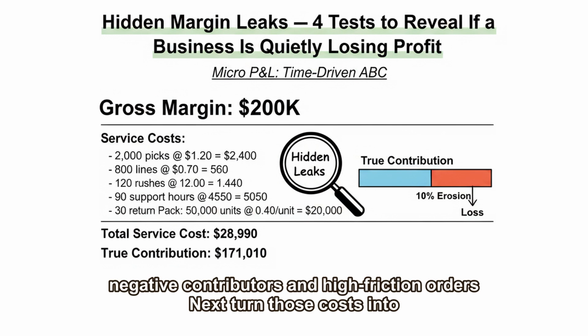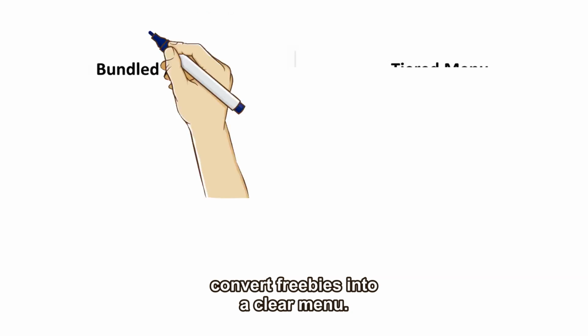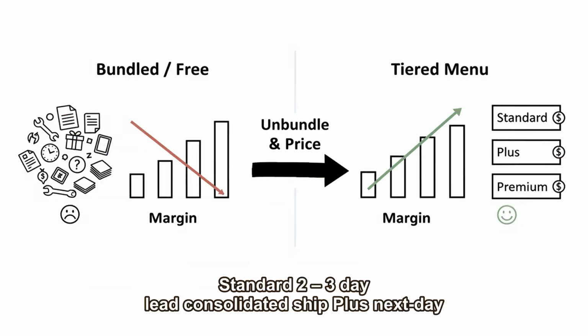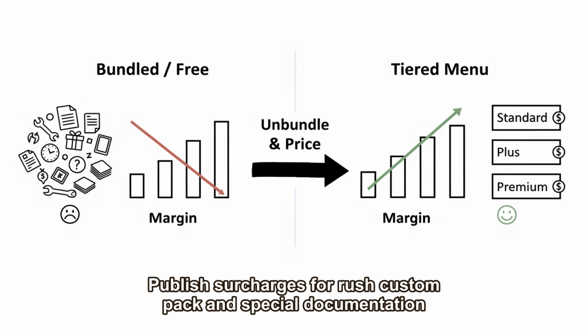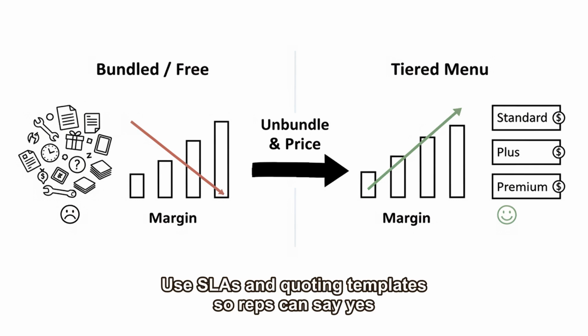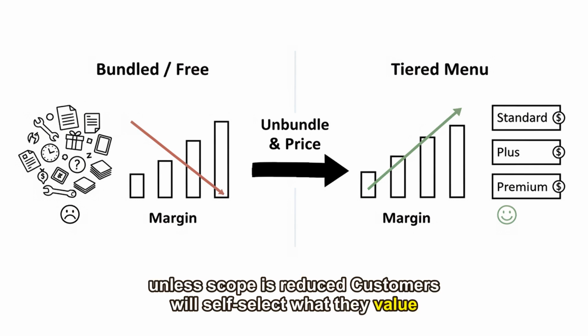Next, turn those costs into explicit offers and rules. Convert freebies into a clear menu. Offer tiered service levels: standard, 2 to 3 day lead, consolidated ship; plus, next day, split ship allowance; premium, same day, dedicated support. Publish surcharges for rush, custom pack, and special documentation. Use SLAs and quoting templates so reps can say yes, at a price. Automate rejection of orders below minimum margin unless scope is reduced. Customers will self-select what they value.